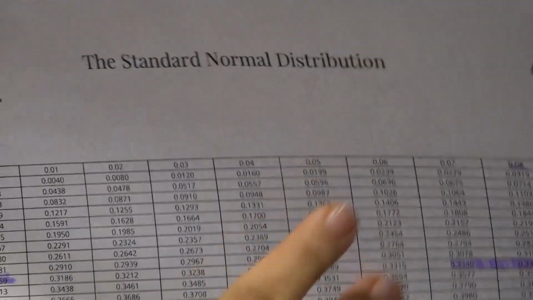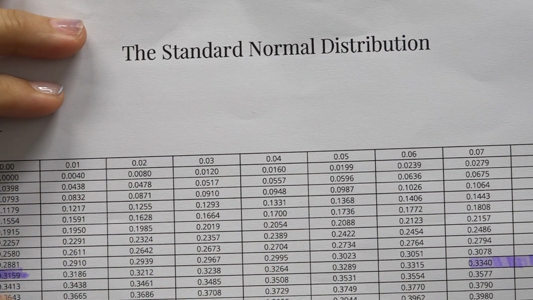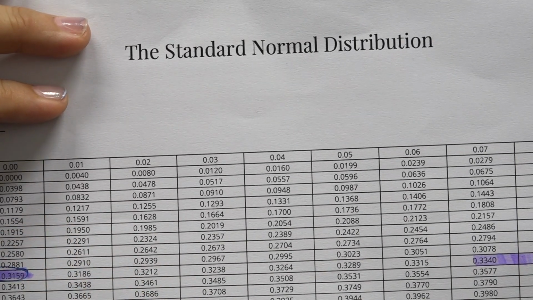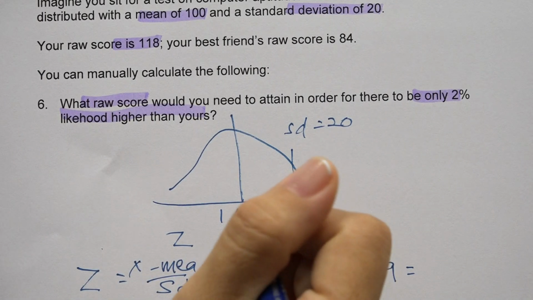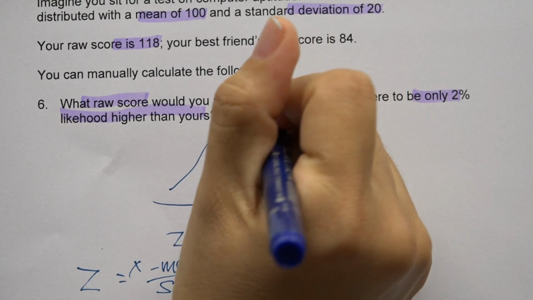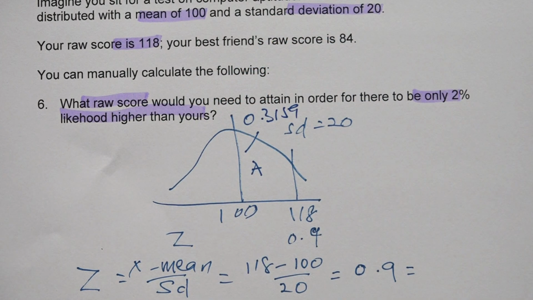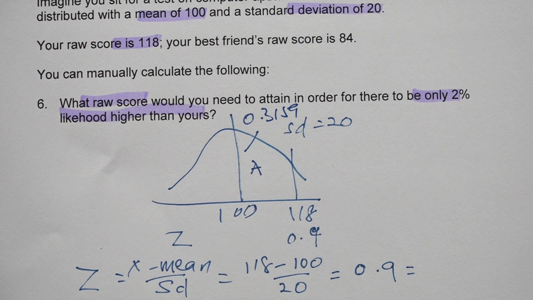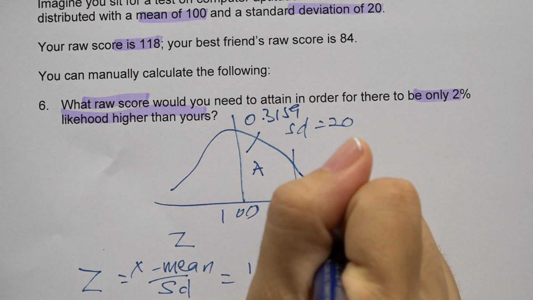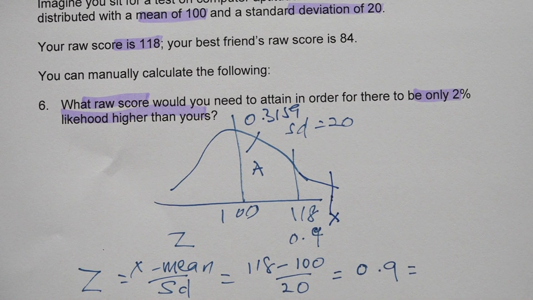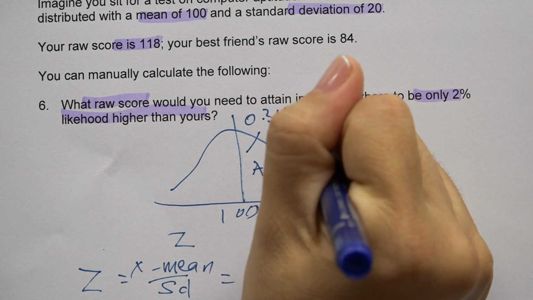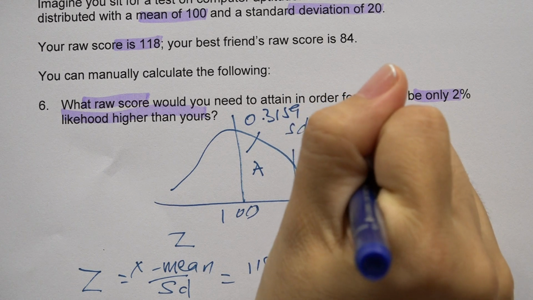Now based on 0.9, if you get the table, you will get 0.3159. So the area between the mean and your 118, call this area A, is 0.3159. Now you want a probability of 2% higher than yours, and you want to calculate the x, which means this is your x, given that the area is 2%, which is equivalent to 0.02.